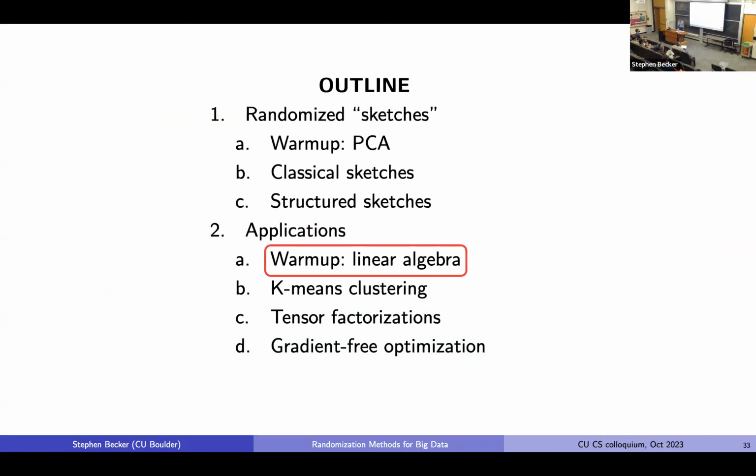Okay, why don't I pause there? Are there any questions on the random sketches, the setup there? I have a question. Since in applications N will be much larger, and I see that here you're trying to reduce E, not N. Is there any result for reducing N and E?